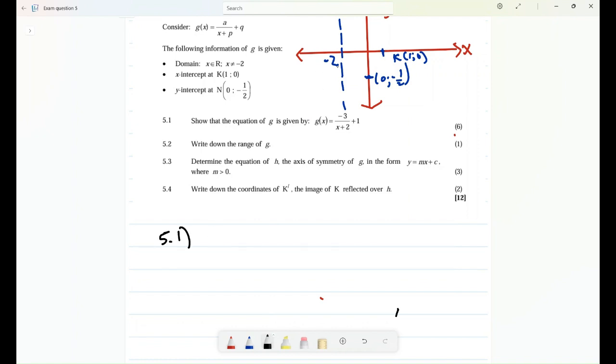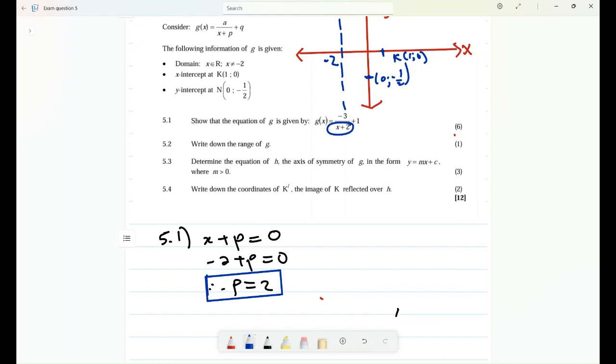One thing for sure is that I can also complete 5.1. Remember, I have x equal to -2 as my asymptote. Remember that x plus p is equal to 0. But now my x is how much? It is -2 from the asymptote. Therefore, p is equal to 2. I have found the first one that says p is equal to +2.